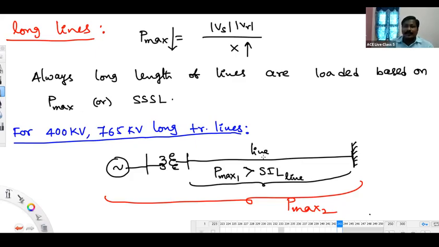Listen please. How is P maximum 2 compared to P maximum 1? Less or more? Definitely less. Why? Because the generator reactance and transformer reactance will be added to the line reactance. Overall reactance will be increased, so P max will be less. So P max 2 will be less compared to P maximum 1.